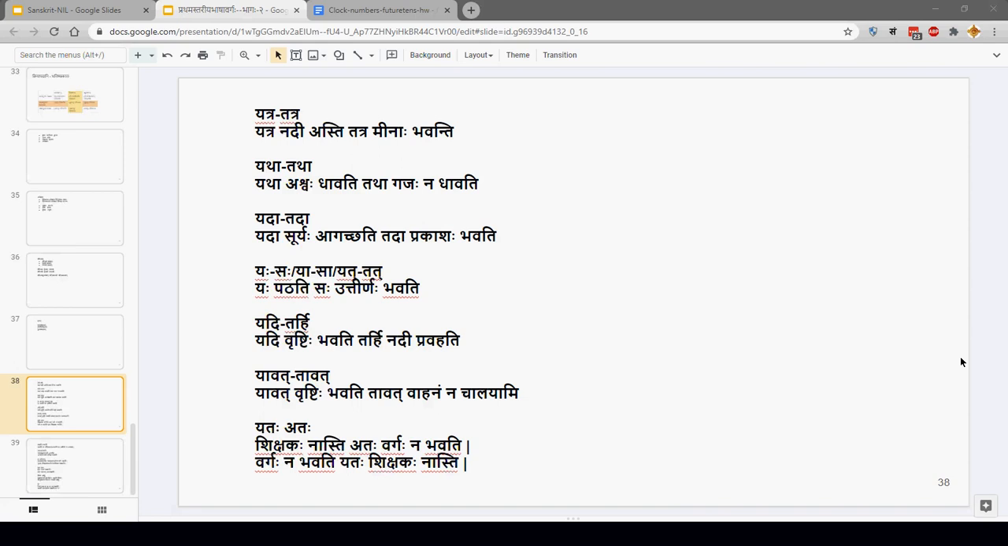Yatra सूर्यः अस्ति तत्र प्रकाशः भवति. यत्र दीपः अस्ति तत्र प्रकाशः भवति.